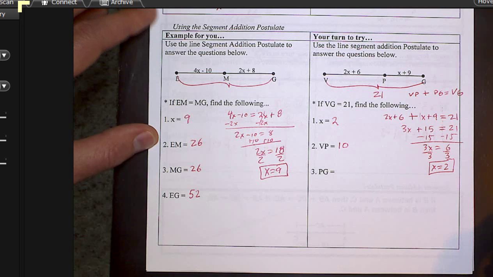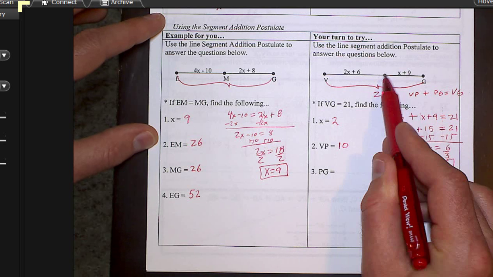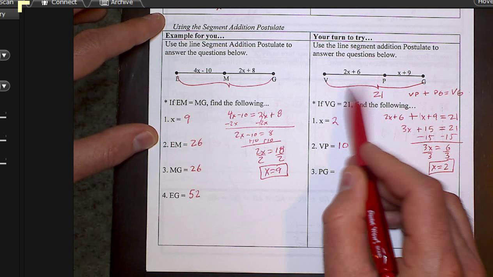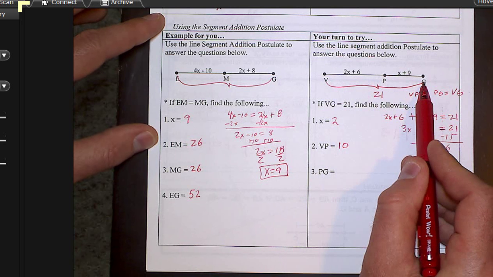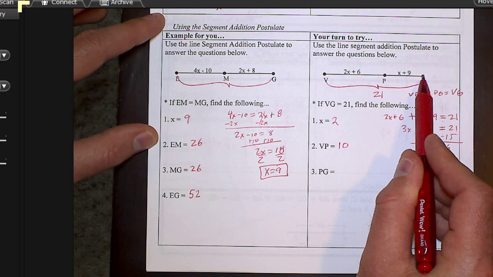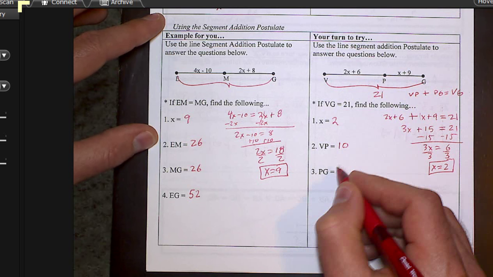Now there's 2 ways to find PG, which is this smaller segment here. You just found VP to be 10. You know the entire length is 21. So what must this be for PG? Well, you can just do simple arithmetic. You can just go 21 minus 10 and get 11.